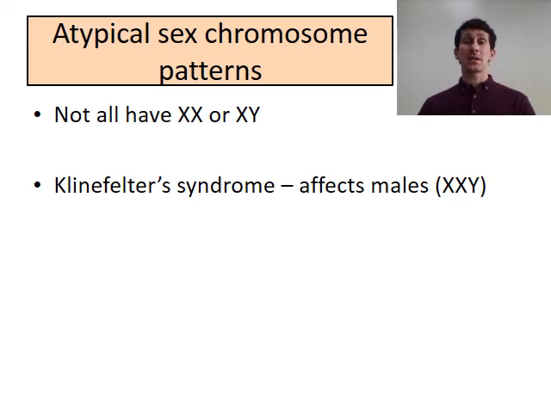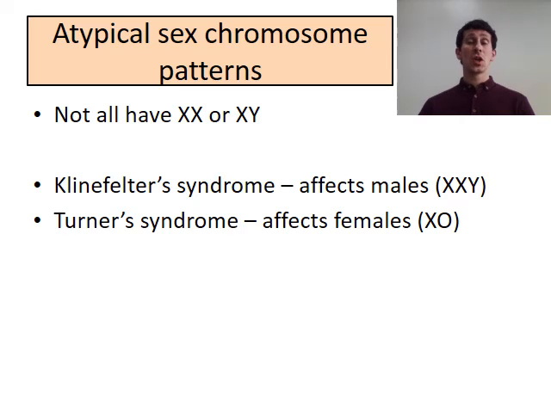Klinefelter's syndrome affects males only, and you can see they will have a chromosomal makeup of XXY. Turner syndrome affects females, and this is where you have an absence of an X chromosome. So their genetic makeup would be X0. Okay, they have no second X chromosome.